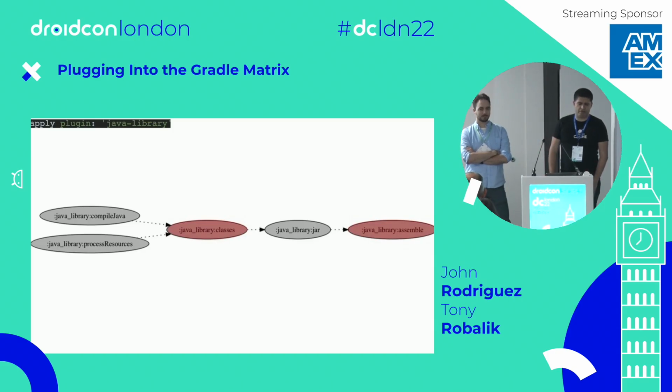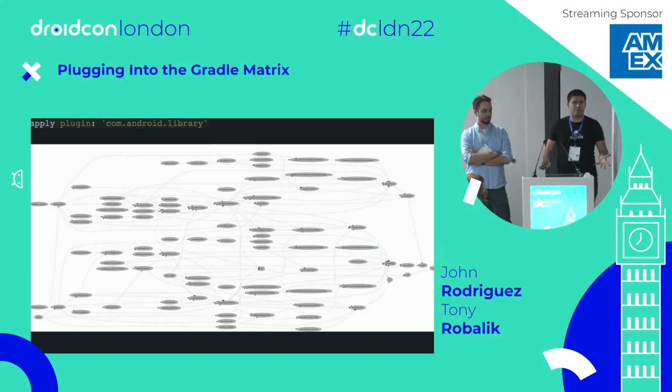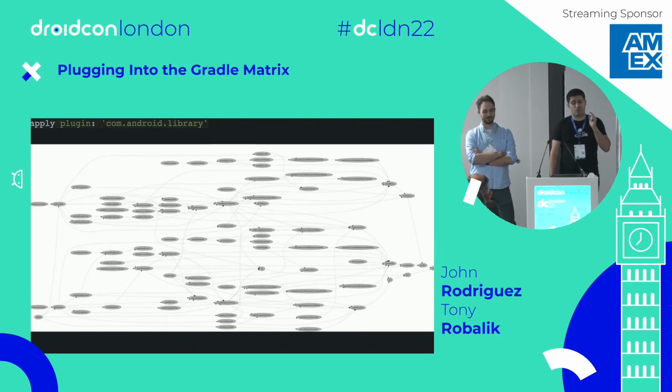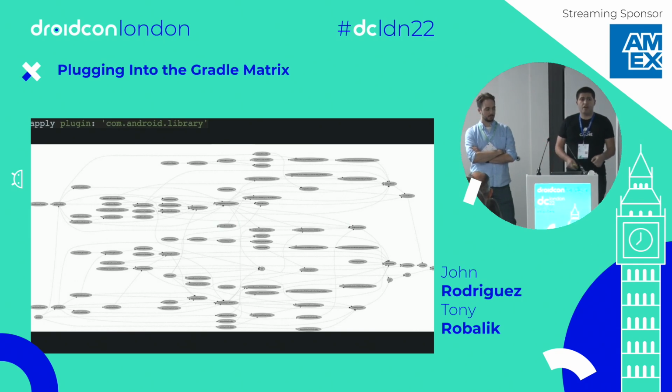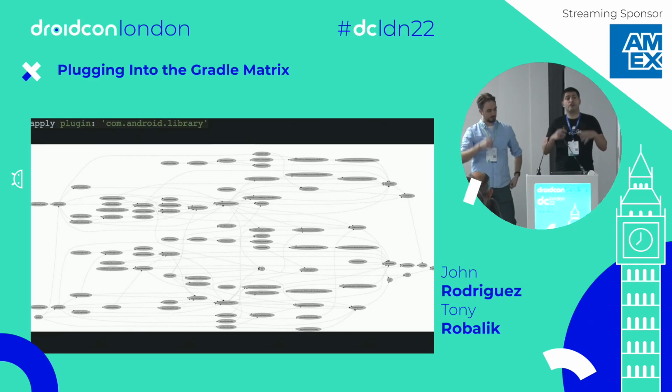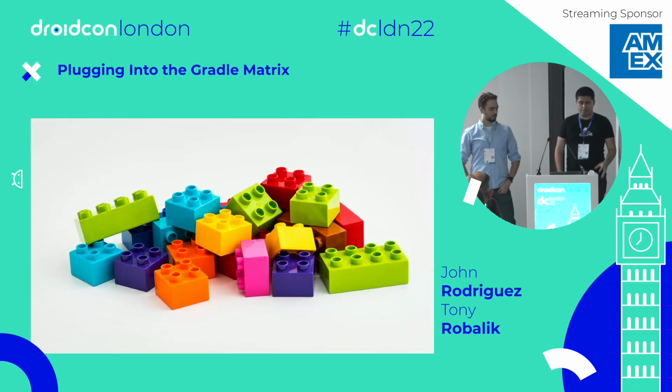This is an example of a Java library, which is not what we do. We really have something like this because Android has a variant system. And so this is just one app module with the default debug and release build types. And so you can see already we have a lot of tasks that could be added to the graph. And we'll be talking about how you can avoid actually creating those tasks until you need them.